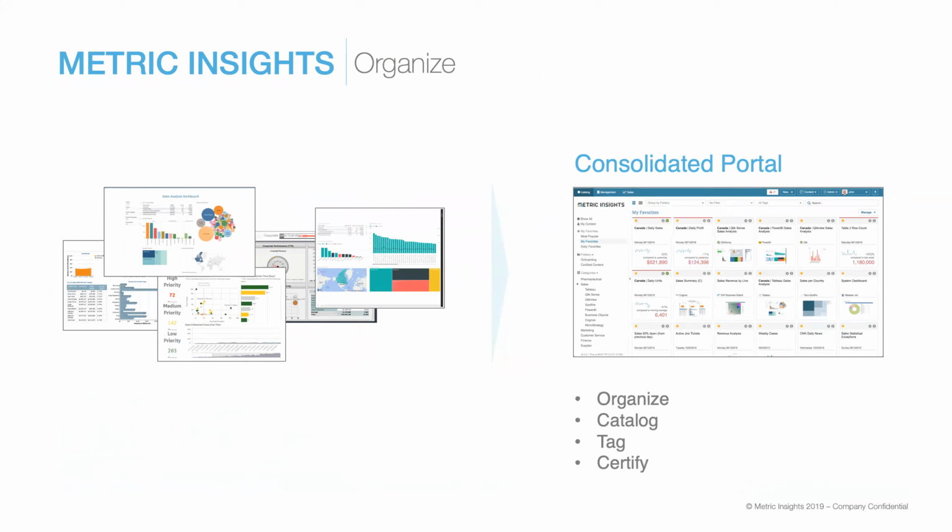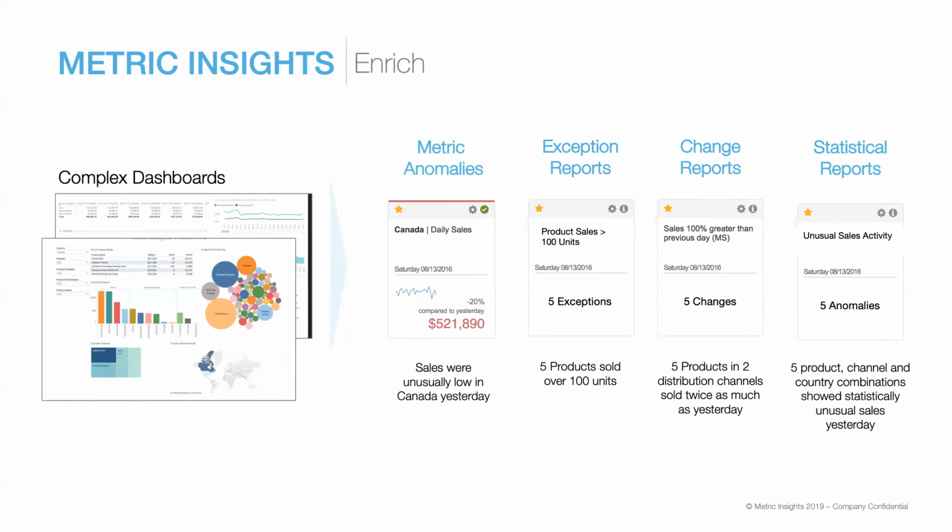And we can go as far as running statistical analysis against this data to highlight unusual events that might be occurring. The idea here is that I may have access to 100 different reports or dashboards within the organization, but by enriching the data and uncovering unusual events, I can focus my efforts on the ones that are critical right now.